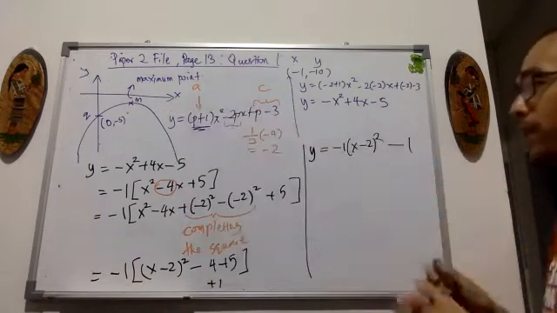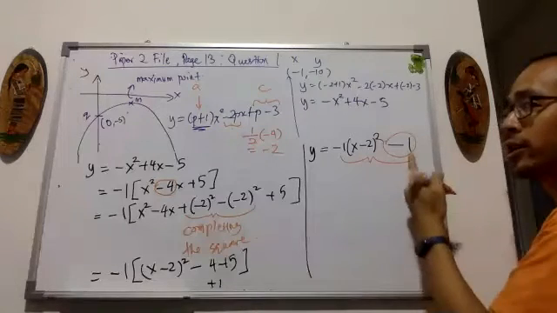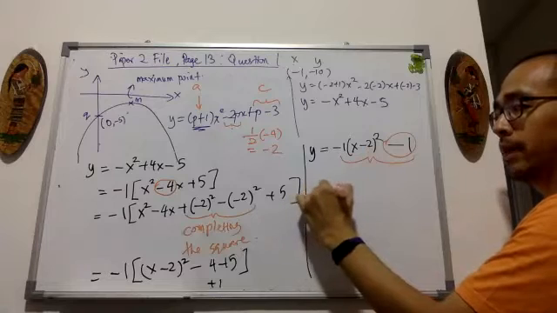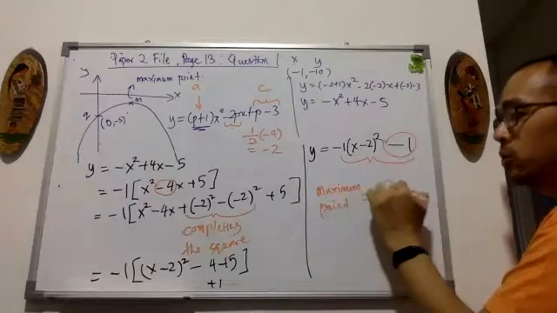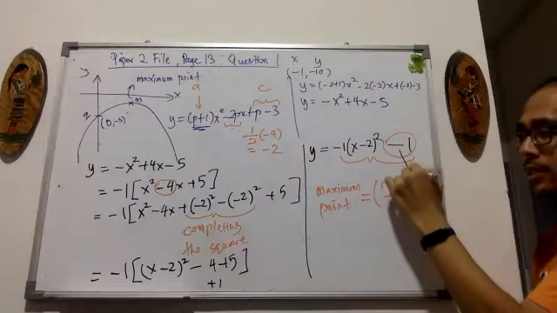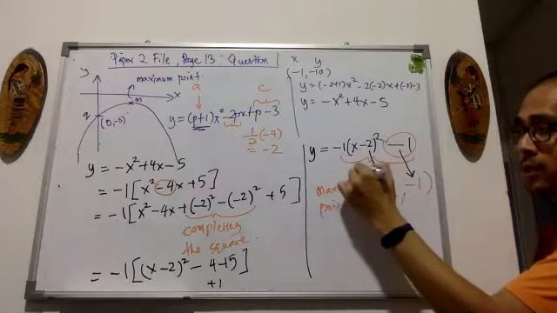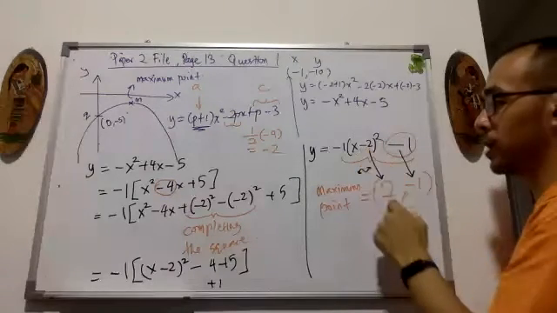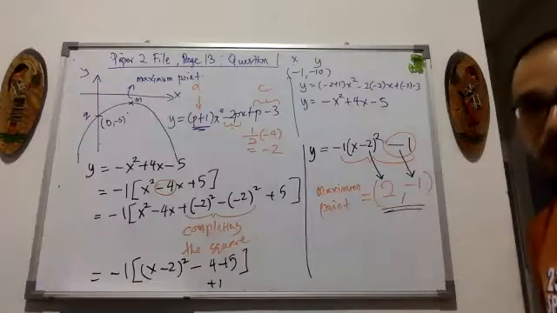So the maximum point, if you remember this format, the maximum point is given here. The y coordinate at the maximum point is here. When x is the opposite number of this, the maximum point is 2 and negative 1. Take the number as is from here and take the number from here, but change the sign. So this minus 2 will become 2. And then you get the maximum point, which is the final answer.